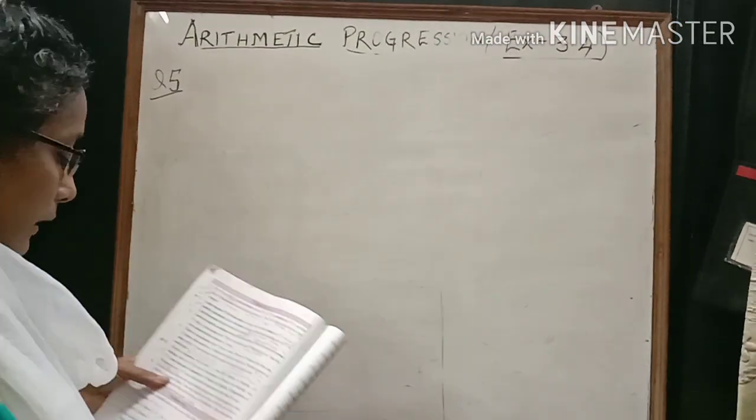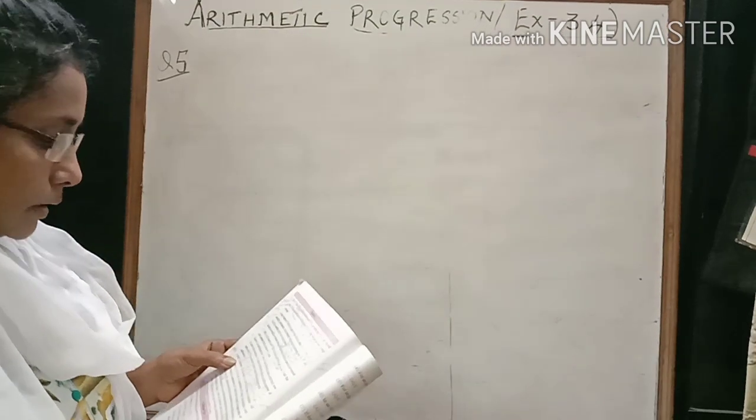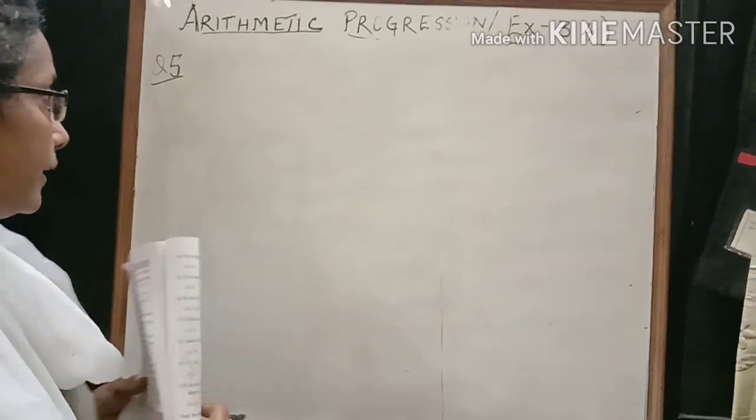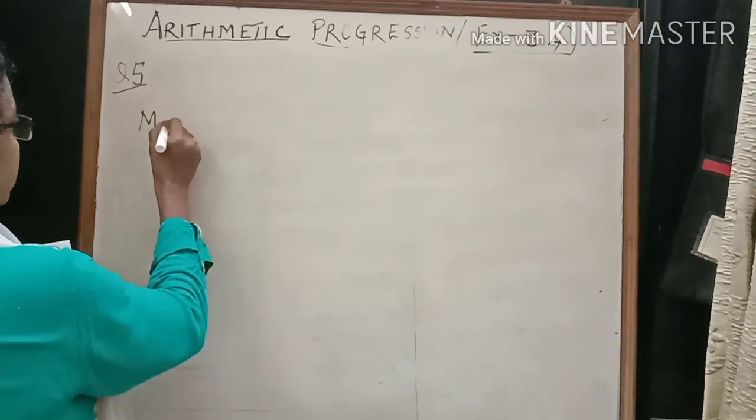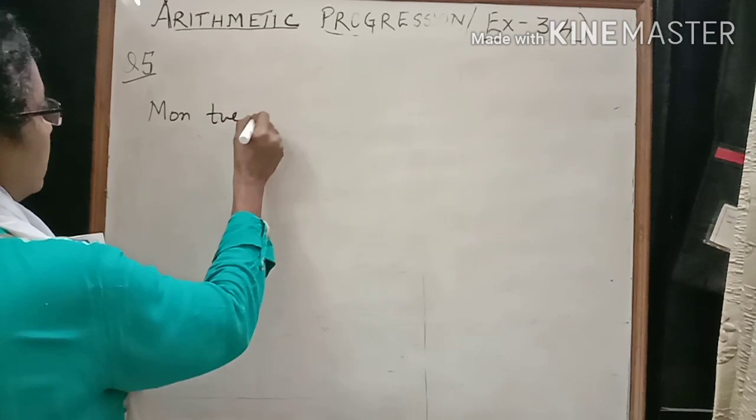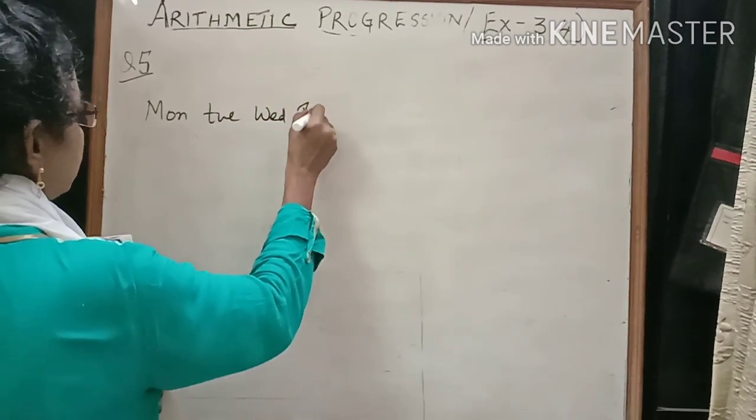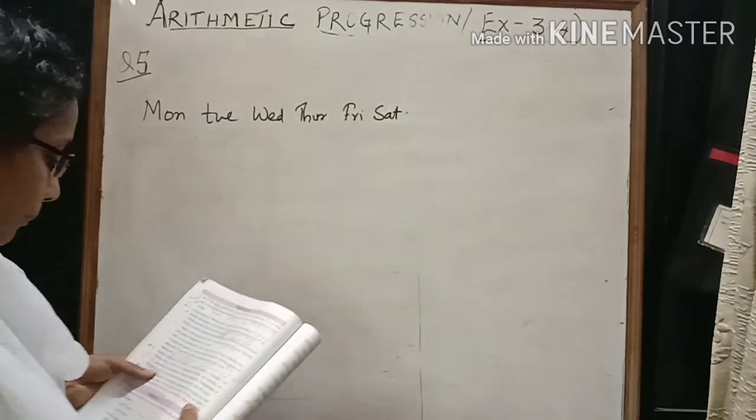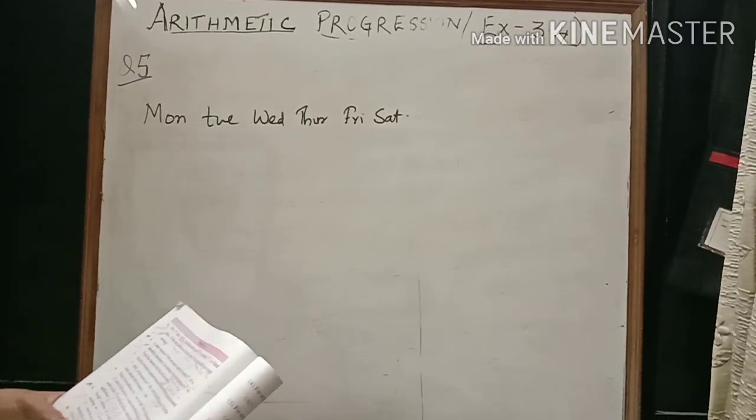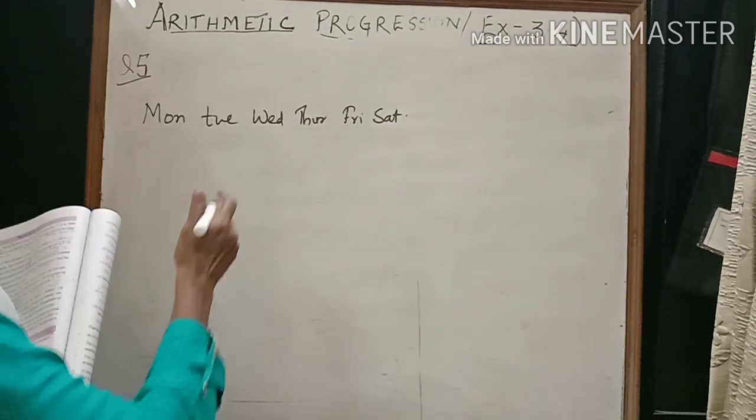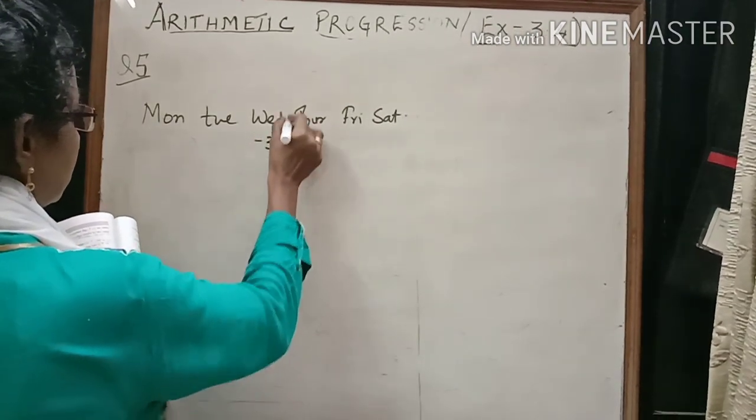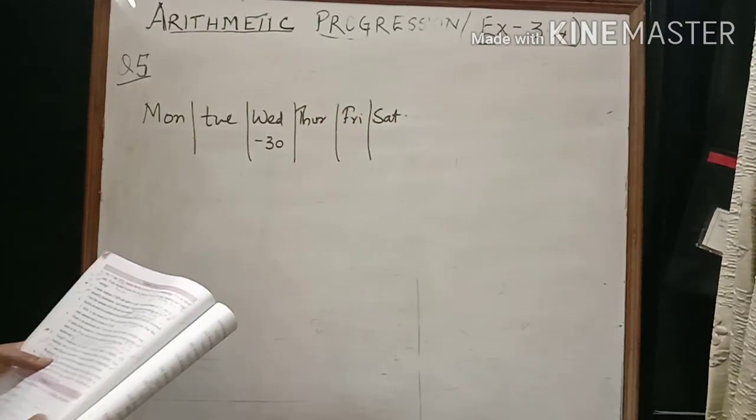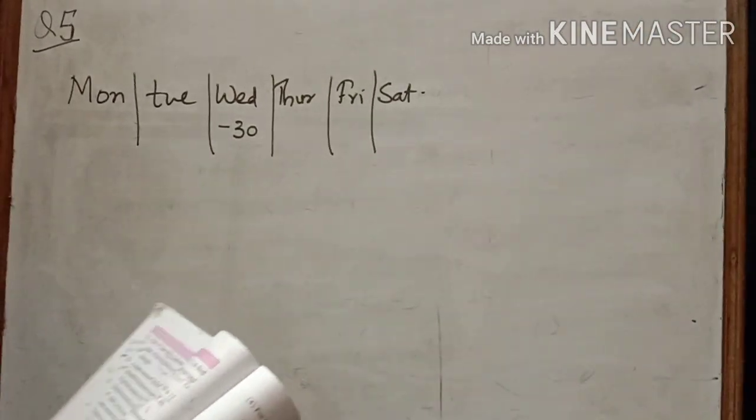Question number 5. It is given that Kargil's temperature was recorded in a week from Monday to Saturday. The readings are in AP. So we will write here Monday, Tuesday, Wednesday, Thursday, Friday and Saturday. If the temperature of Wednesday was minus 30, so this is minus 30, then find the temperature of other 5 days.